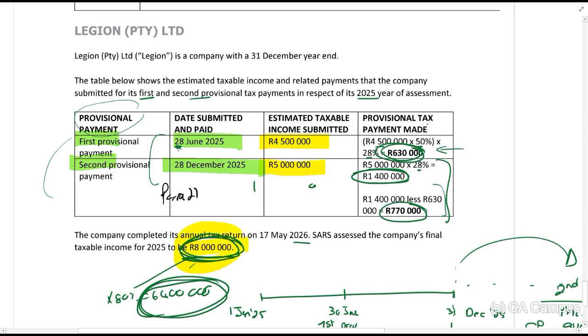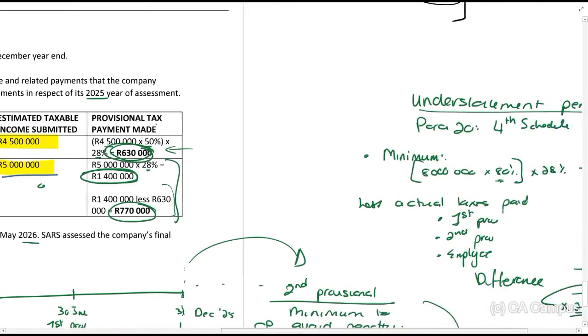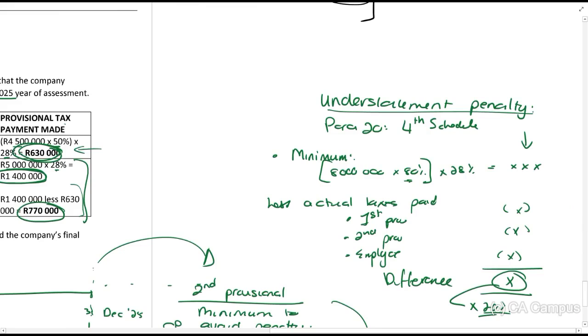Because their actual taxable income exceeds 1 million, paragraph 20 says that the minimum amount that they can submit is 80% of the actual taxable income, so 6.4 million. So this is what their second provisional tax payment should have been based on, 6.4 million. They based it on 5 million. So the paragraph 20 underestimation penalty says, what is the tax that you should have calculated on the minimum amount, which is the 8 million actual taxable income times 80%.